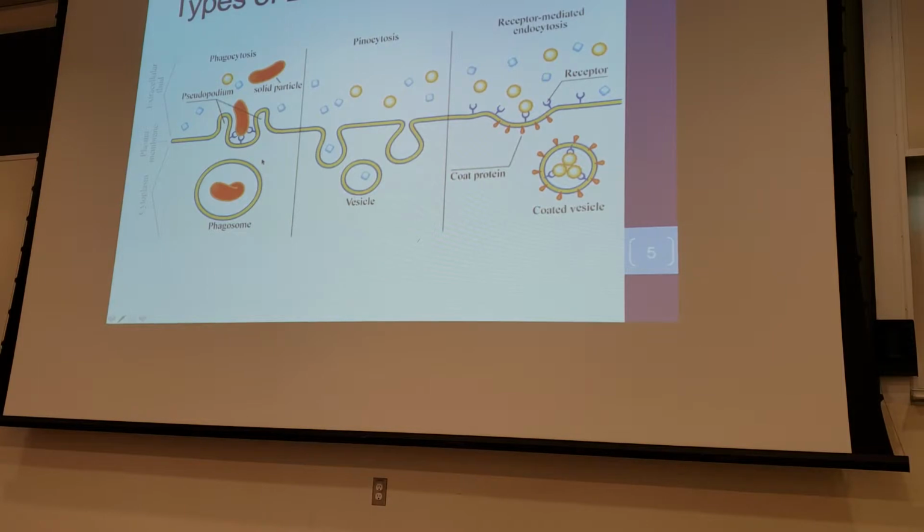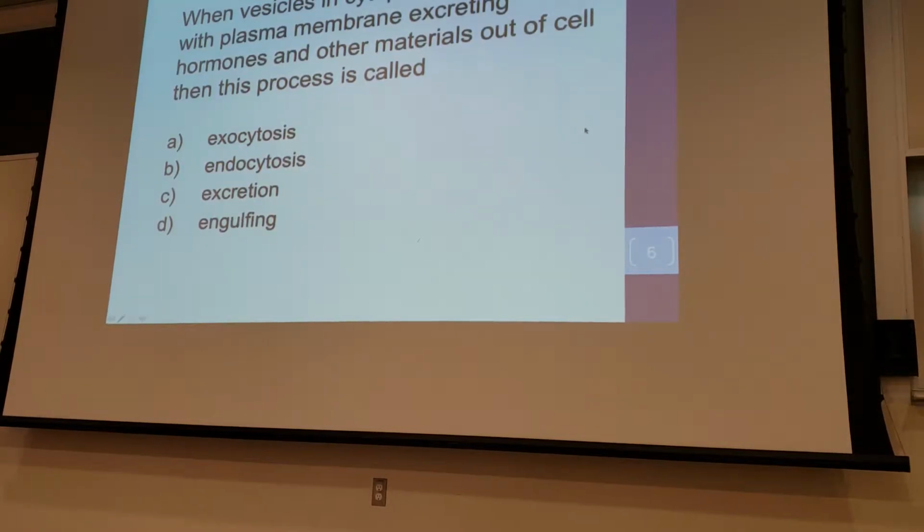Alright, so let's go for the clicker question to see if this makes sense. So when vesicles in the cytoplasm, wow, that's not a typo, combine with plasma membrane to excrete hormones and other materials out of the cell. Which of these processes is that?